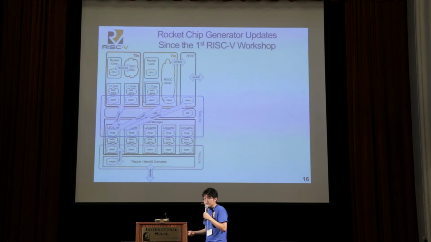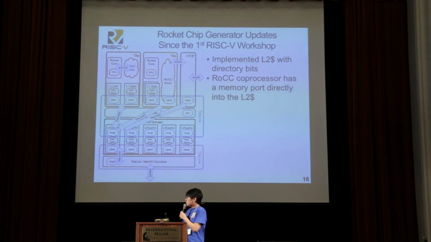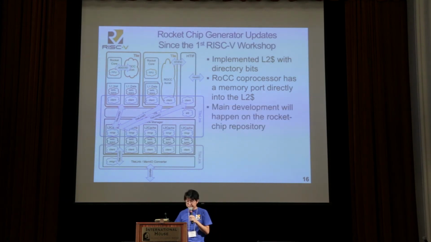So we have a bunch of updates. We've been actively working on this. Since the first RISC-V workshop, we have implemented the banked L2 caches with directory bits to accelerate cache coherence. Now the Rocket accelerator actually has a port into the L2 caches over there. And we internally had a private repository called reference chip, and we've been cherry picking commits to share with the RocketShip.